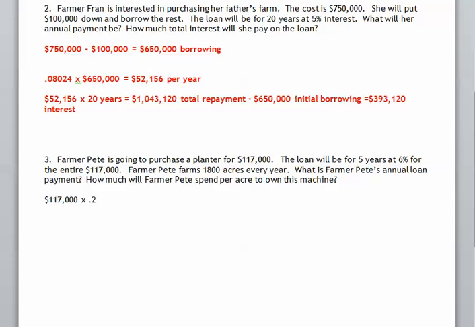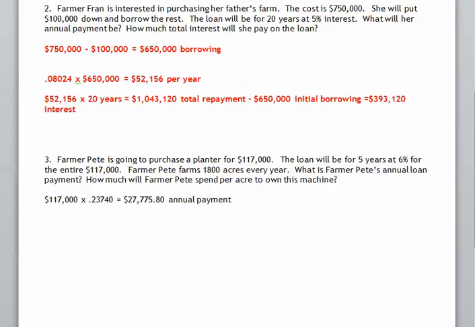0.23740 times the borrowing, 117,000, equals $27,775.80. That'd be the annual payment.